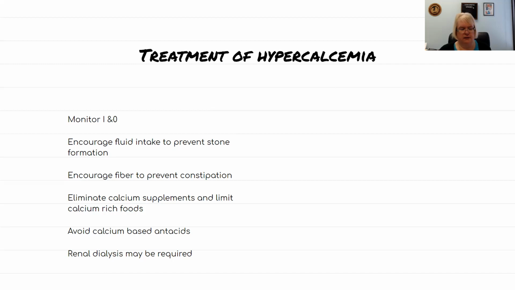You're going to discontinue IV infusions that contain calcium. You're going to discontinue thiazide diuretics because they need to be replaced with a diuretic that encourages calcium excretion. And you need to administer meds as prescribed that inhibit calcium reabsorption, such as phosphorus or calcitonin or bisphosphonates or prostaglandin synthesis inhibitors. And if these meds don't bring it down, you need to prepare the patient for dialysis because that's what's coming. Avoid calcium-based antacids. I already covered the renal dialysis.